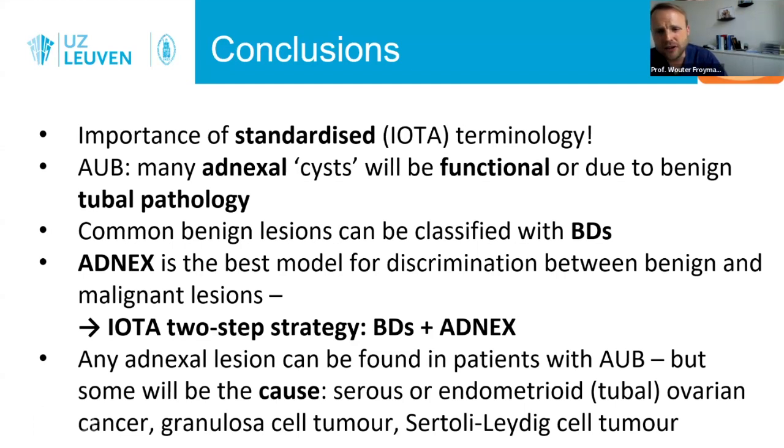So in patients with abnormal bleeding, you can find any type of adnexal lesion, but some can also be the cause. Remember that serous ovarian cancer can be the cause of abnormal bleeding, especially if it's located in the tube. Also, endometrioid cancer is related to endometrial hyperplasia and can present with abnormal bleeding. And then two tumors that are secreting estradiol or testosterone are granulosa cell tumors and Leydig cell tumors, respectively. So if you have patients with abnormal cycle or abnormal bleeding, think about the presence of this type of tumor when you see an abnormal ovary.